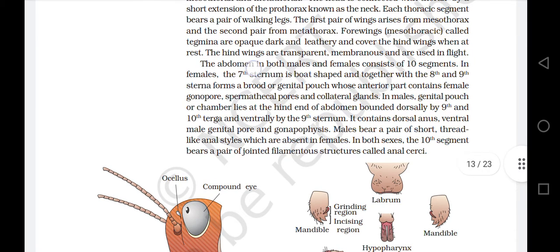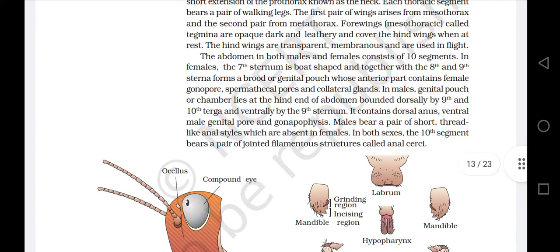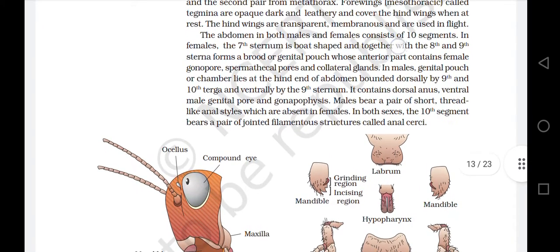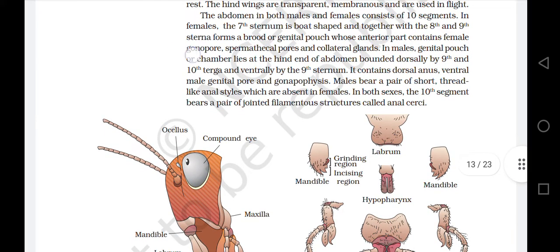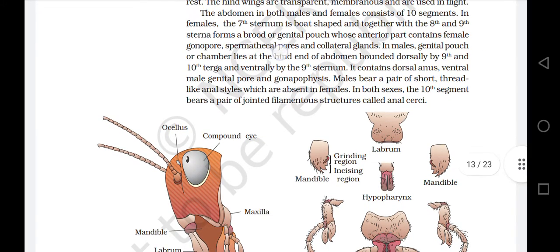The abdomen in both males and females consists of 10 segments. In females, the 7th sternum is boat-shaped, and together with the 8th and 9th sterna forms a brood or genital pouch whose anterior part contains the female gonopore, spermathecal pores and collaterial glands.